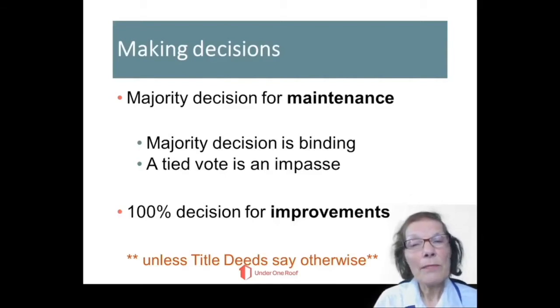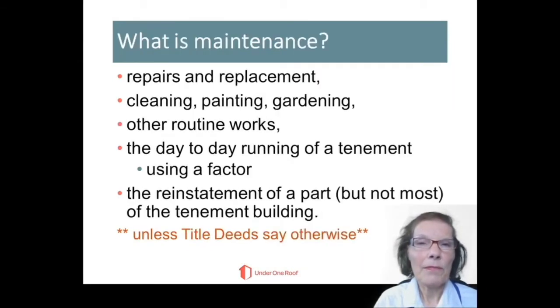If you're talking about an improvement, then you need every single owner to agree. You need 100% majority for improvements. So what's maintenance and what's an improvement? Well, maintenance is repairs, it's cleaning, gardening, it's other routine works. It even includes the day-to-day running of the tenement or using a factor, and it can include quite big work such as the reinstatement of part but not most of a tenement building.